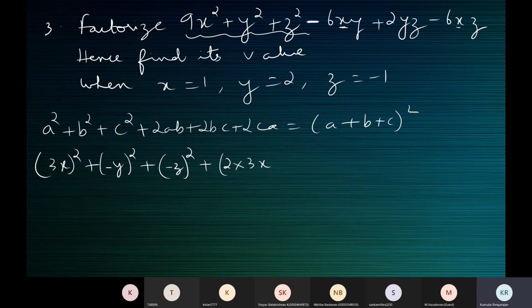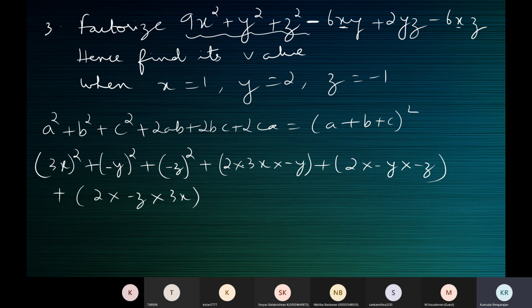Either you can fix x as common: xy, xz, x is common. You can fix a minus sign to the x term, or leave the x term to the remaining two terms, y and z. So supposing you do it like this, then it will be 2 into a into b, plus 2 into b into c, plus 2 into c into a.